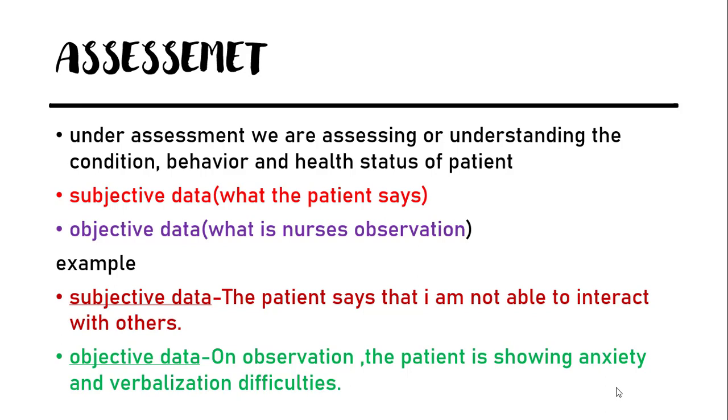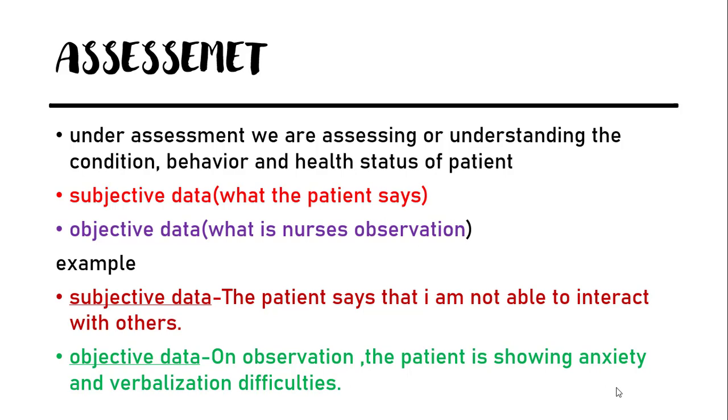The second thing is objective data. Objective data means what you are observing as a nurse. So you have to write on observation, the patient is showing anxiety and verbalization difficulty. That is the objective data. Again I am repeating: subjective data means what the patient says about his or her condition, and objective data means what the nurse is observing after discussion with the patient or after observing the patient. So that's the first column of your nursing process or nursing care plan.